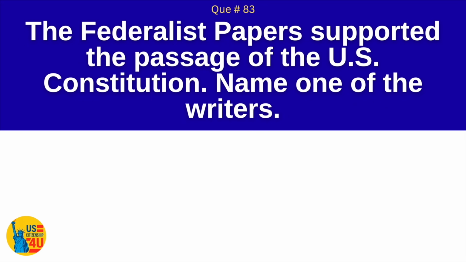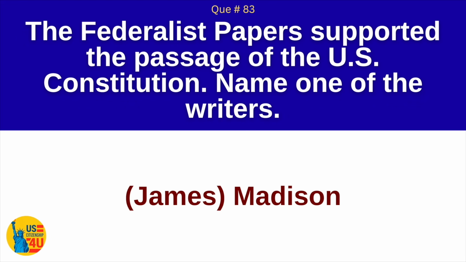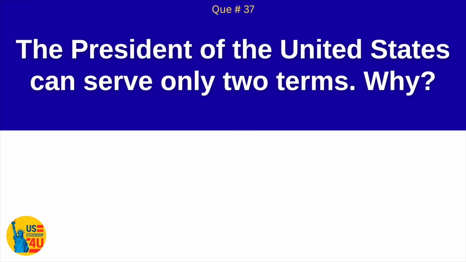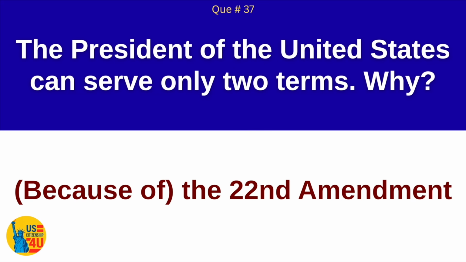The Federalist Papers supported the passage of the U.S. Constitution. Name one of the writers. James Madison. The President of the United States can serve only 2 terms. Why? Because of the 22nd Amendment.